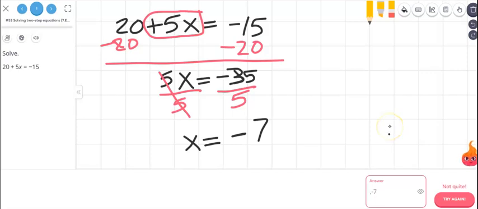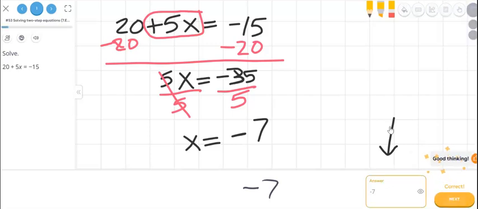Oh, I should have checked my box. Look at that. It says comma negative 7. So always check your answer, especially on a test.